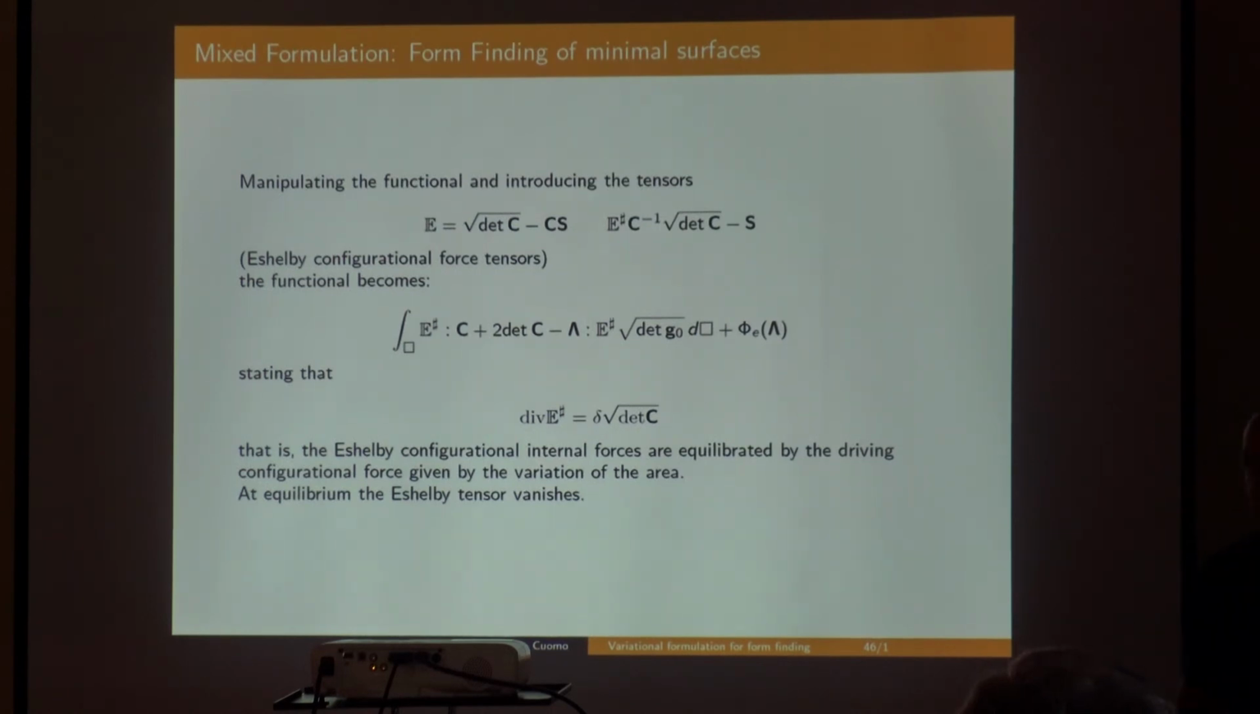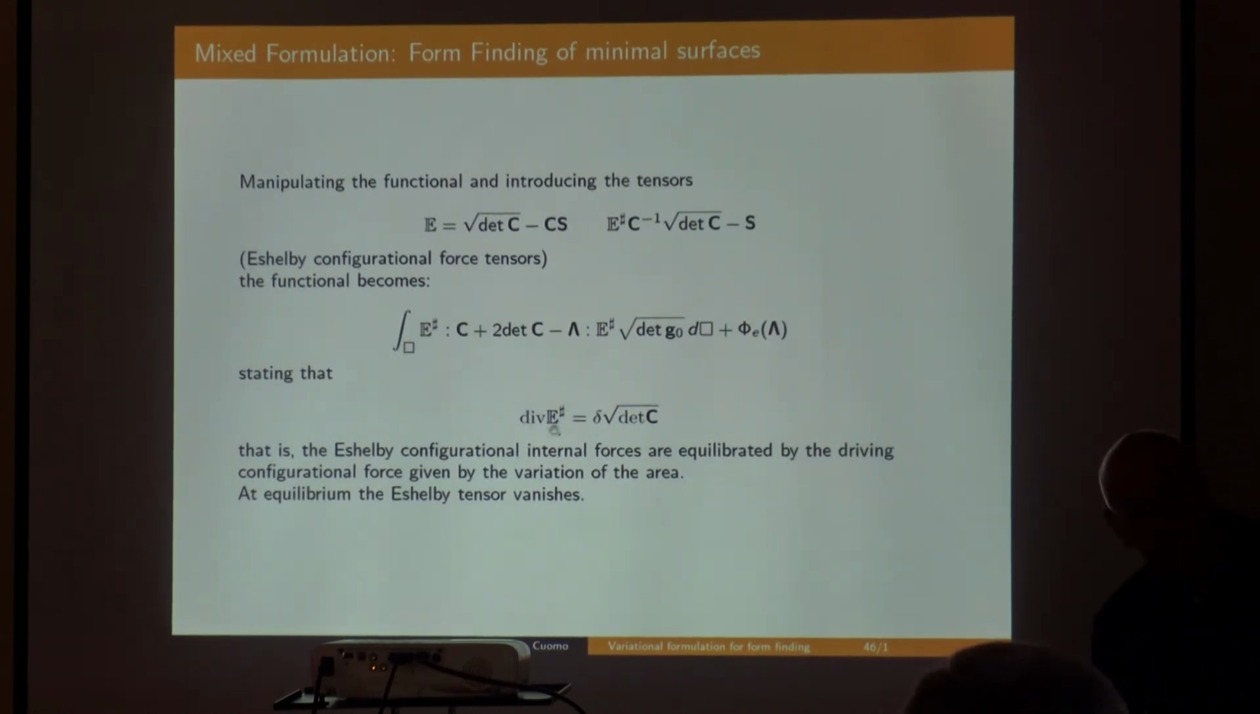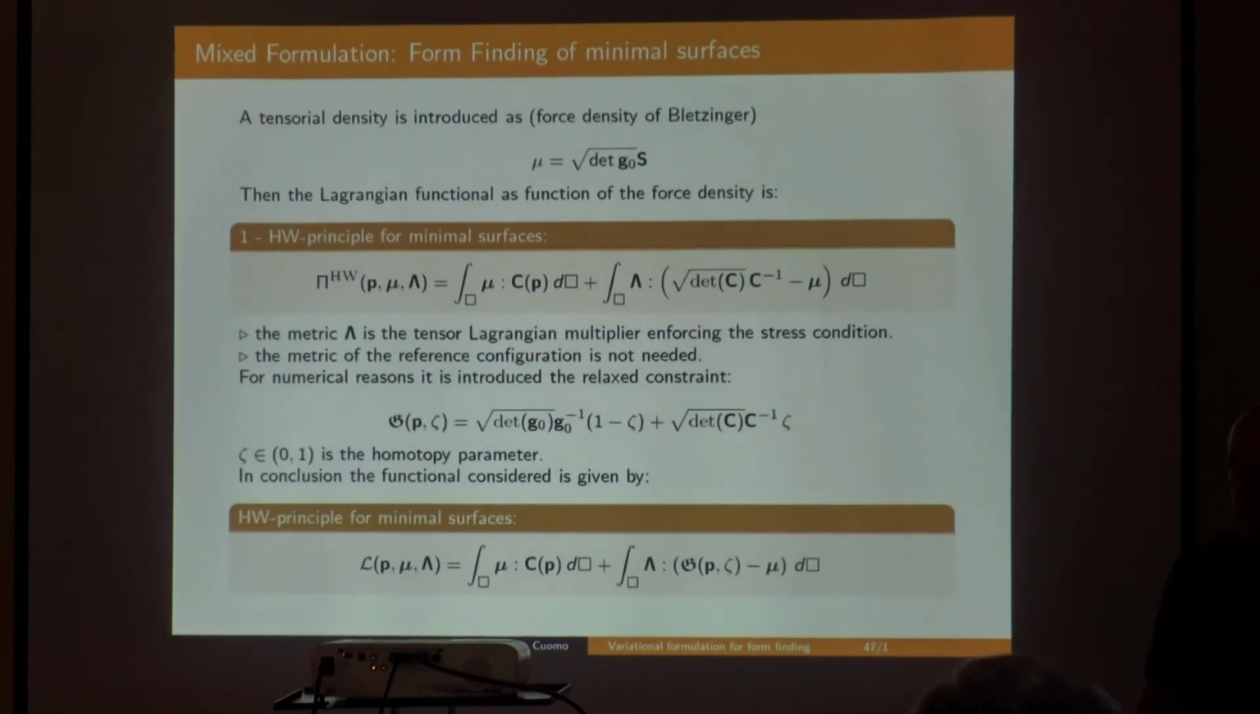So this is interesting because at equilibrium, we're finding a shape with the minimal area. So the driving force is that the area must be minimum. There is the force that drives the solution towards the minimum area, and the internal force is this contravariant Eshelby tensor. In the solution, this contravariant Eshelby tensor is 0. This is interesting as an interpretation. It can also be implemented in this way. Anyway, we have followed the classical, the physical one, with the stress.